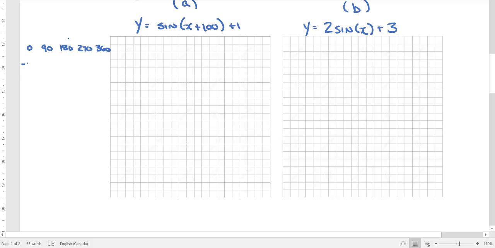So you're actually going to start at negative 100. And then you're going to be going up by 90 from there. So 90 minus 100 would be negative 10 degrees. Or you can think about just moving each one of these up by 90 degrees each time. So the next one would be 80 degrees, and then another 90 would be 170, and then another 90 would be 260.